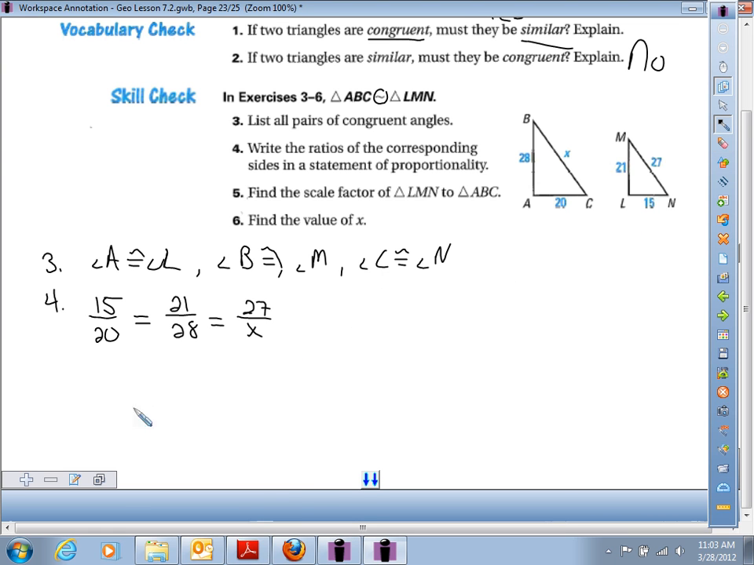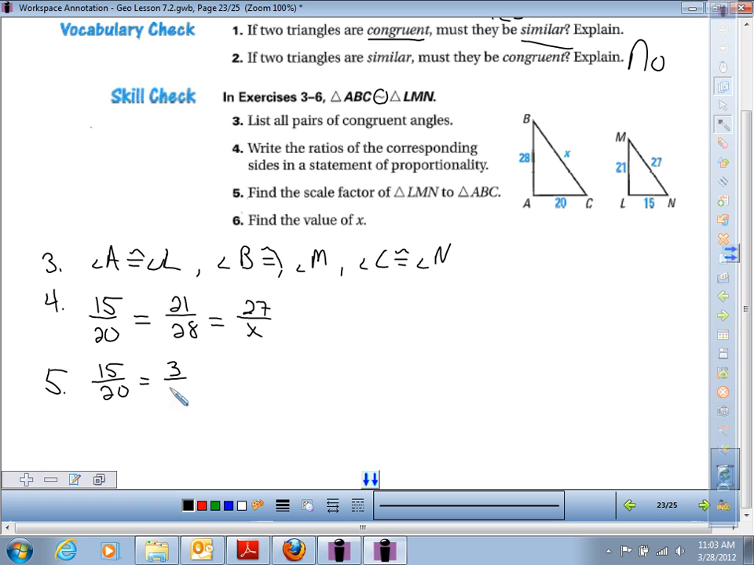Now find the scale factor. We already more or less have it. We need to take that 15 over 20 or that 21 over 28 and simplify that. 5 goes into that 3 times, 5 goes into that 4 times. So your scale factor is 3/4 or 4/3. Okay, so you have either one of those. Now remember, big to small it would be 3/4, small to big it would be 4/3.